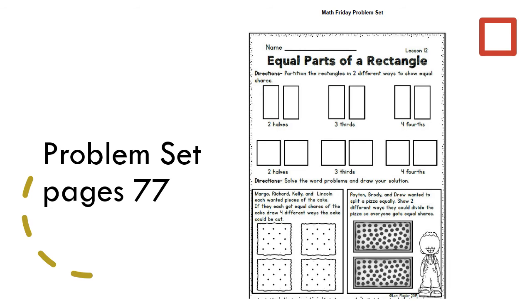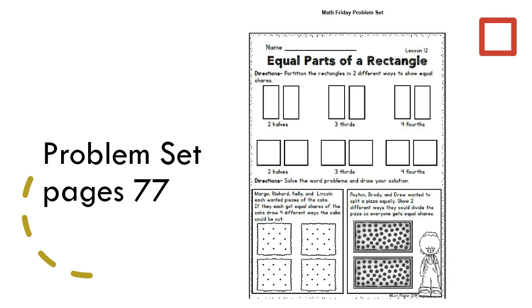That is it for our concept development today. So you should have been using your geoboard to experiment and show different ways to partition a square in different ways. They needed to have equal shares, and if you're showing halves, they need to have 2 pieces, and if it's showing thirds, it needs to have 3 pieces. Fourths will have 4 pieces.